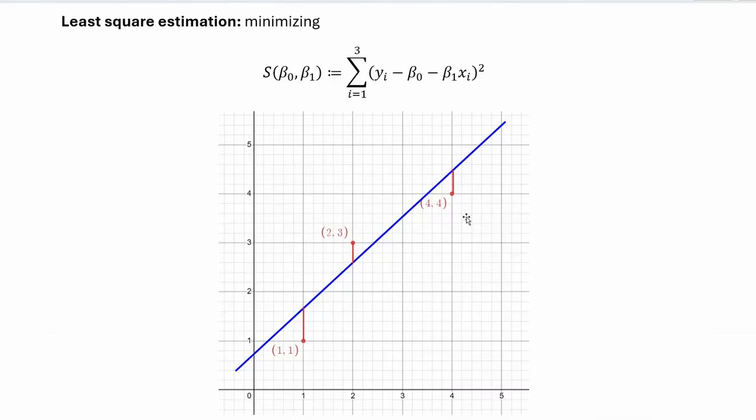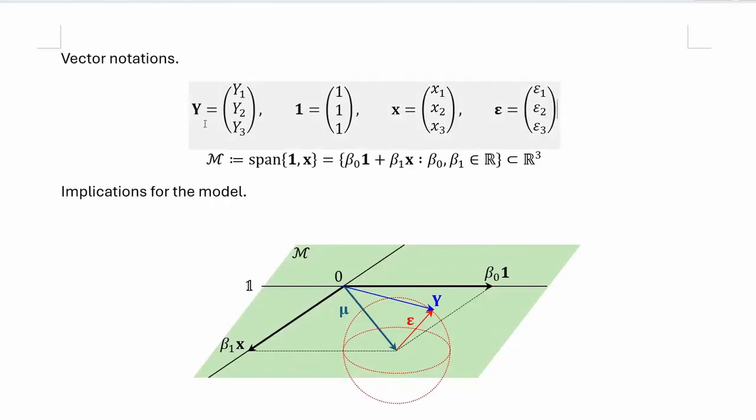But now we're going to introduce some vector notation and see geometrically what this S is about. The vector big Y is big Y1, big Y2, big Y3, and the vector 1 is 1, 1, 1, and the vector X is X1, X2, X3, and the vector epsilon is epsilon 1, epsilon 2, and epsilon 3. Remember, big Y is the random response, and 1 and X are deterministic vectors. Epsilon is the vector of random noise. So here Y and epsilon are random, 1 and X are fixed.